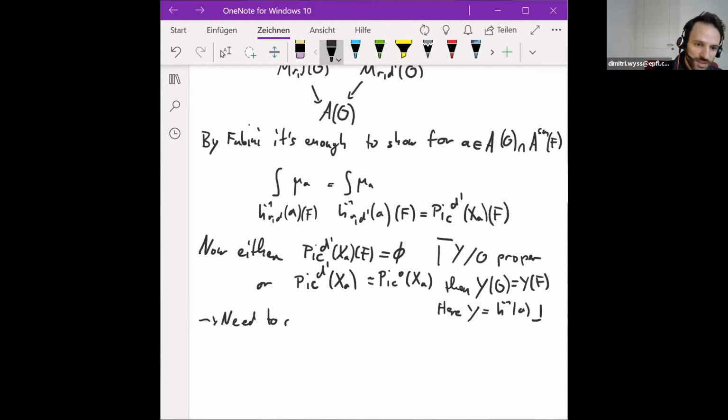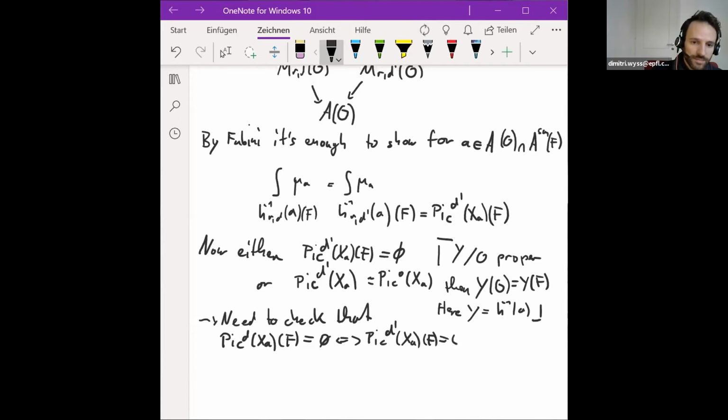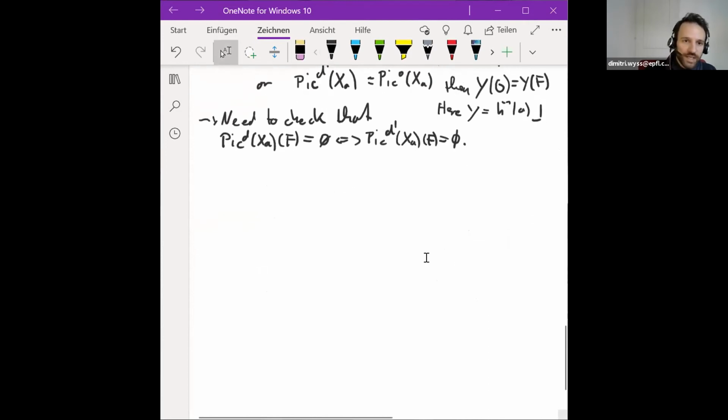We need to check that Pic^D is empty if and only if Pic^{D'} is empty. And now the observation is not so difficult, but it's purely arithmetic, which I think is very pretty.